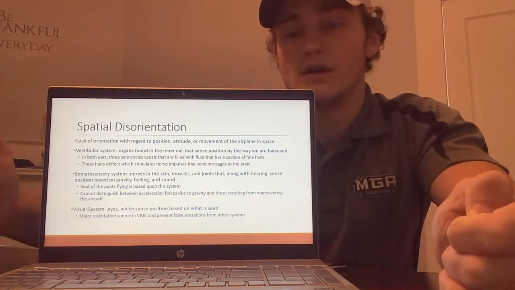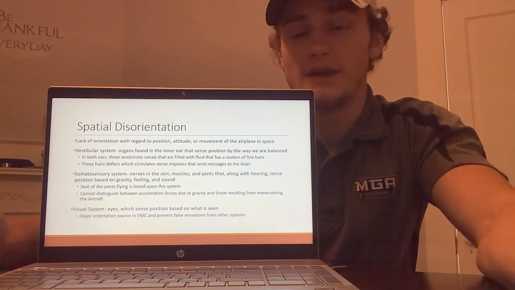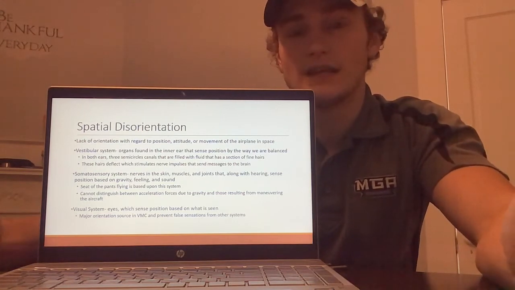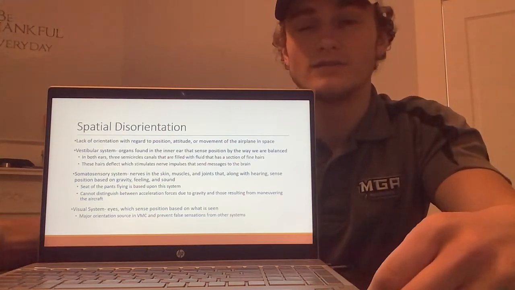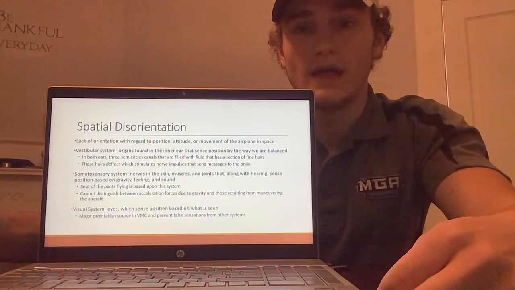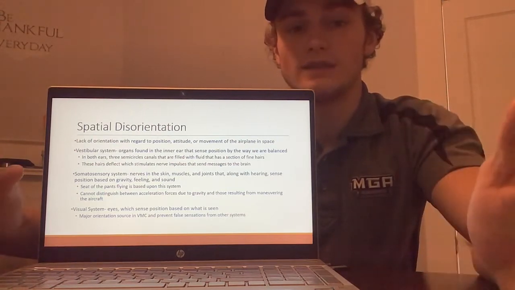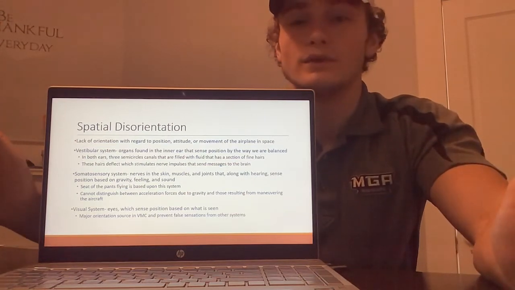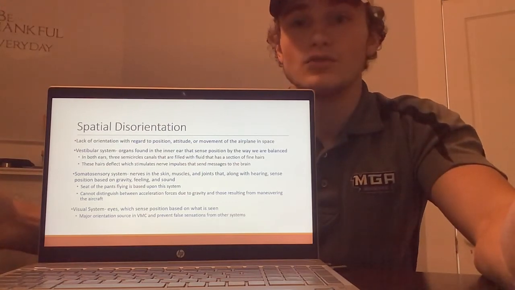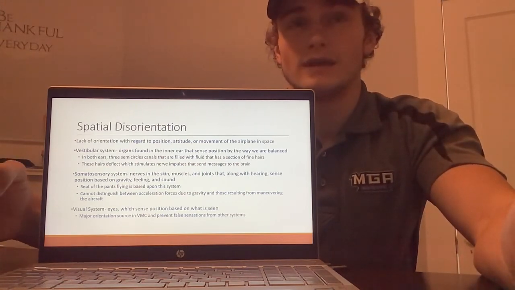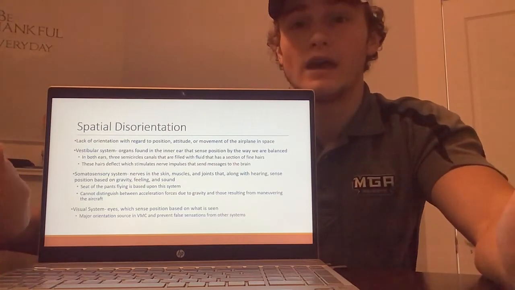We're using our vestibular, which is our inner ear system. Basically, within our inner ear, we have three different canals that are filled with fluid and tiny hairs, and when the fluid passes these hairs, it activates our nerves, which then send a message to our brain indicating how we are.